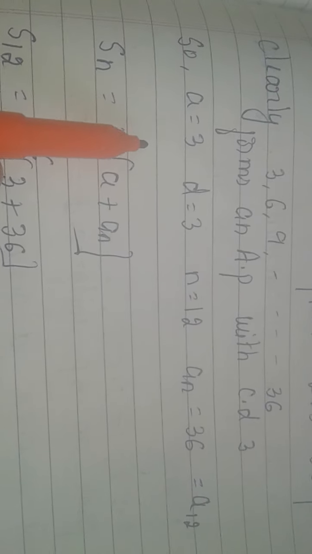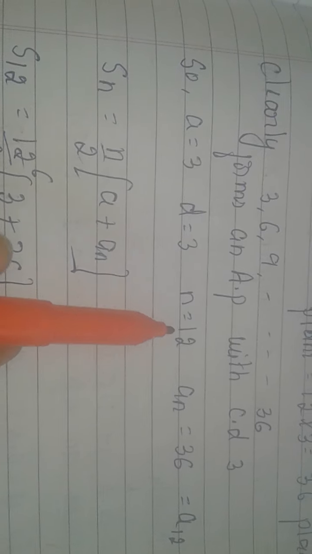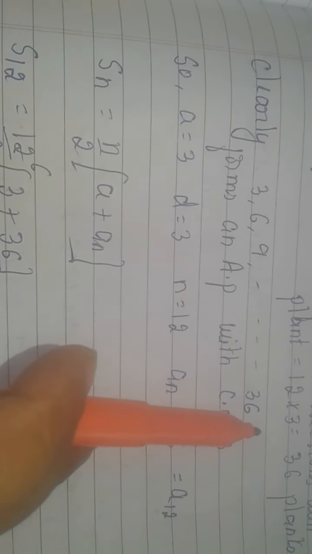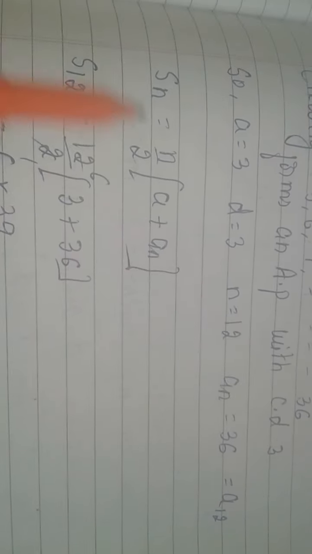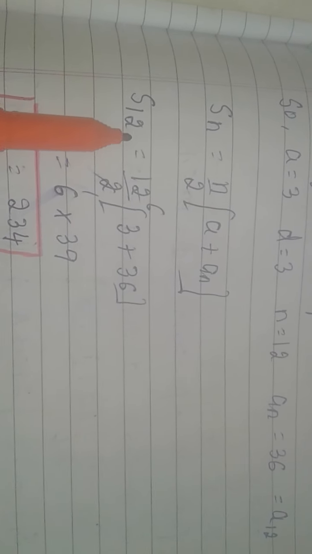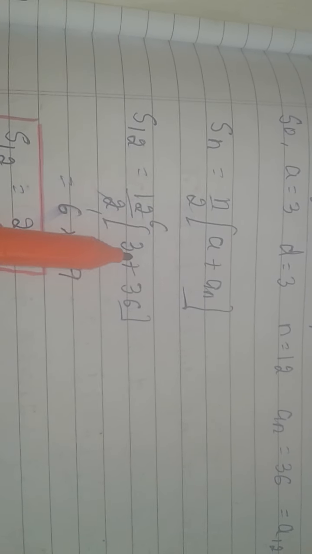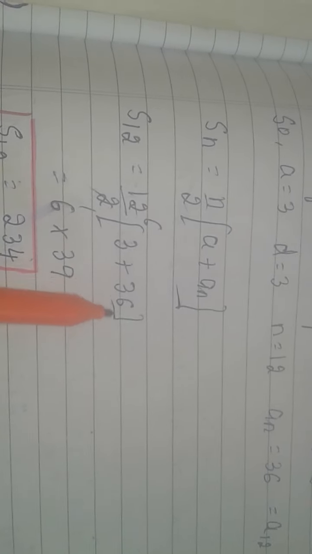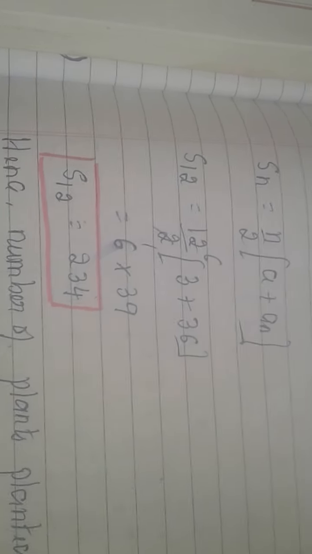So here a is 3, common difference is 3, and n is 12. Why is n 12? Because we have 12 classes. And an, that is 12th class children, are going to plant 36. So a12 is 36. So Sn equals n by 2 into a plus an. So S12 equals 12 by 2, that is 6, into a is 3 plus an, that is a12, is 36. 36 plus 3 is 39. 39 into 6 is 234.